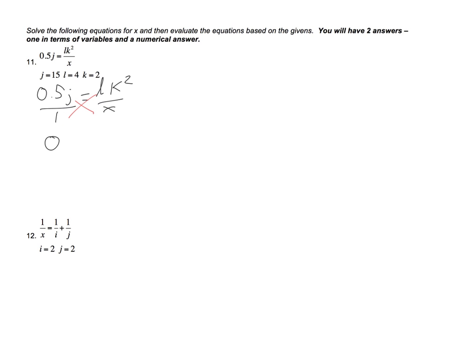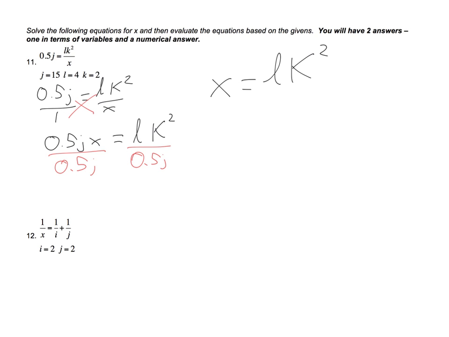So what I end up getting then is 0.5jx equals lk squared. Okay, the next step here to solve for x is I'm going to divide both sides by 0.5j, and what I end up getting then is that x is going to be equal to lk squared divided by 0.5j.